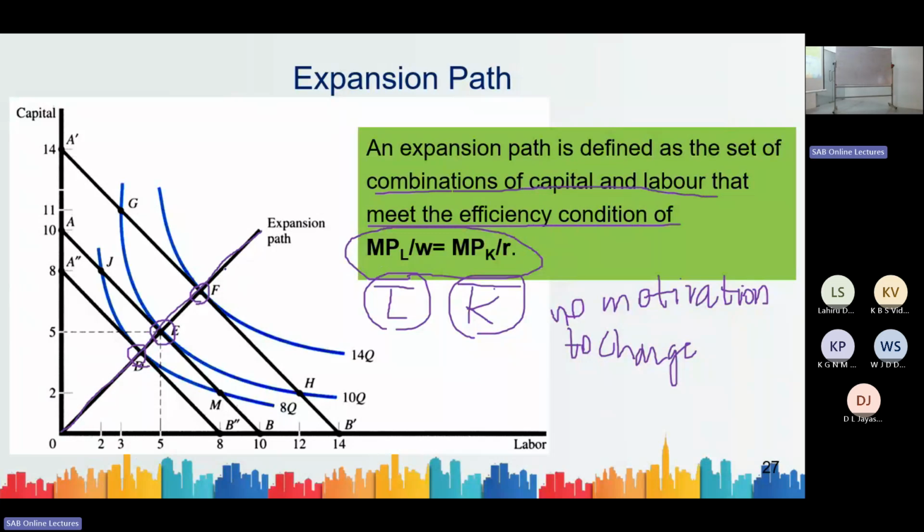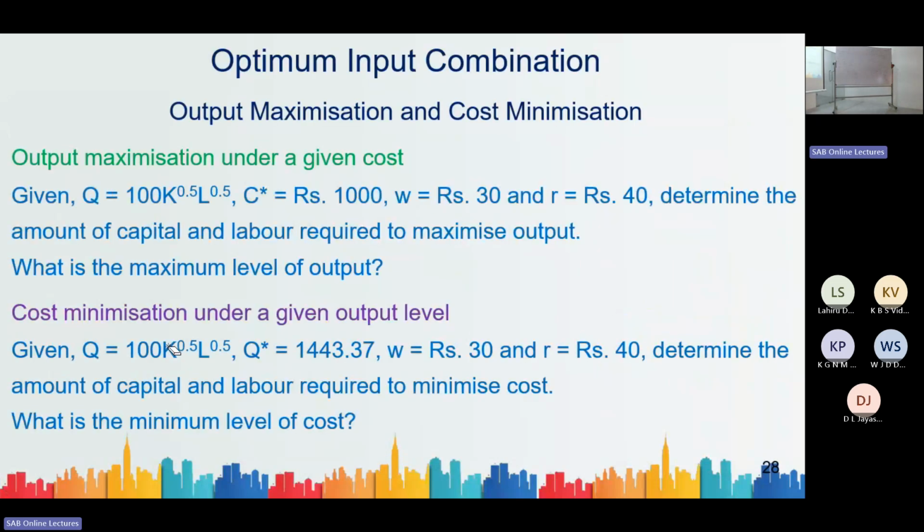The expansion path does not necessarily have to be a straight line. It can take different shapes like this, like this, or something. It depends on the nature of the production process. Only for simplicity here, we assume that the expansion path is a straight line, but it is not the case all the time. So I'm not going to discuss this mathematical numerical example here because it will take a lot of time.